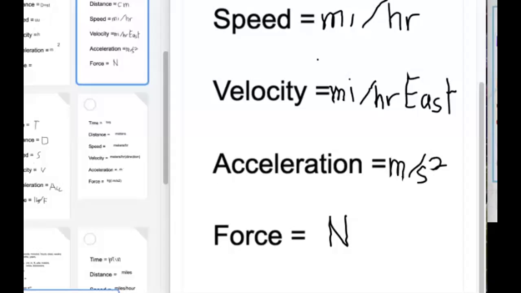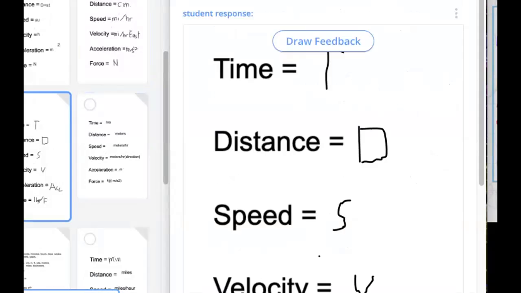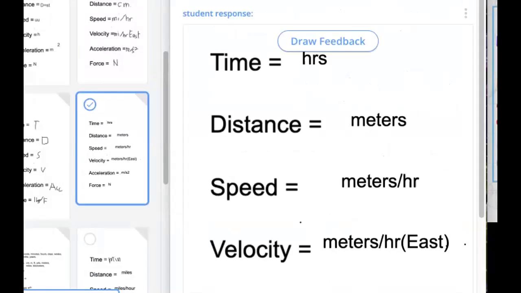What we don't want, for instance, some of you gave me the symbols. This is not what we need to know. What we need to know are the units, possible units, hours, meters, etc. for this one here, okay? So go back and fix those if you haven't already.